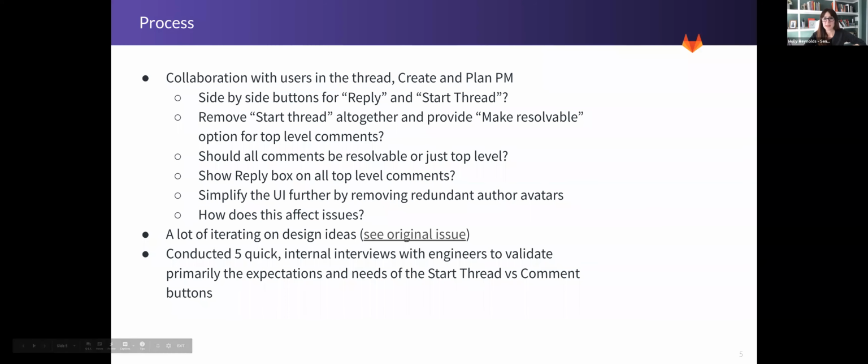So as far as the process itself, again, a lot of collaboration in this particular process, collaborating with people in Create, people in our Plan team, and definitely a lot of users as part of the wider GitLab community. We discussed the possibility of having side-by-side buttons for reply and start thread when you're replying, in case users accidentally created a reply and realized they wanted a new thread all along. We talked about removing the start thread button altogether and providing a make resolvable checkbox option for top level comments.